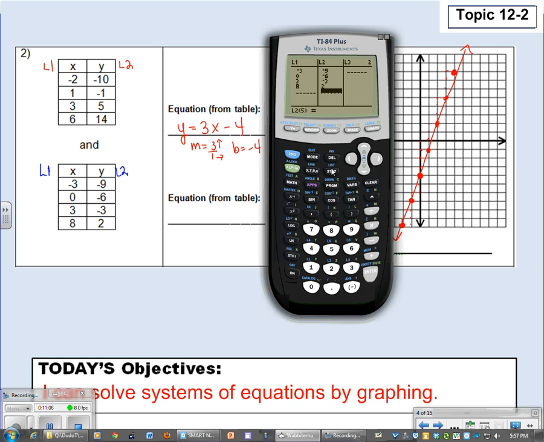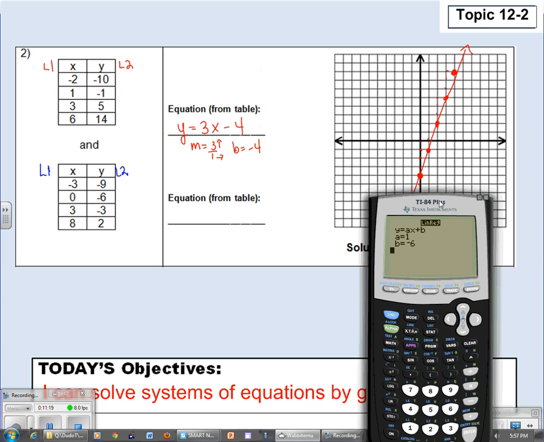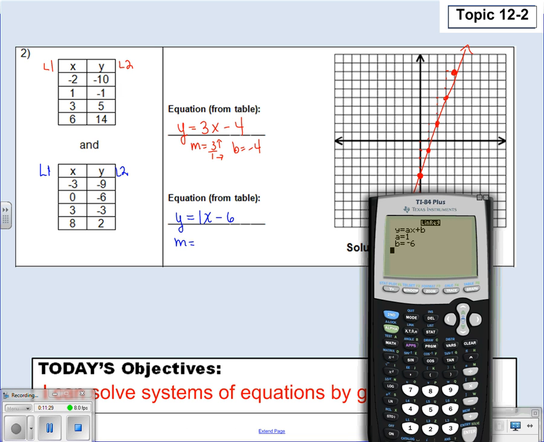Numbers are correct, so we'll hit Stat, scroll to Calculate, number 4, scroll down to Calculate, and press Enter. This tells us our equation for our second set of data is y equals a is 1, so we have 1x, and then b is a -6, so -6. Our slope is equal to 1.